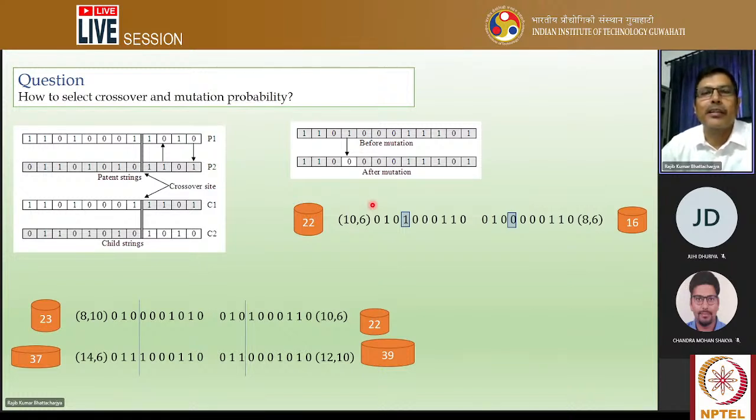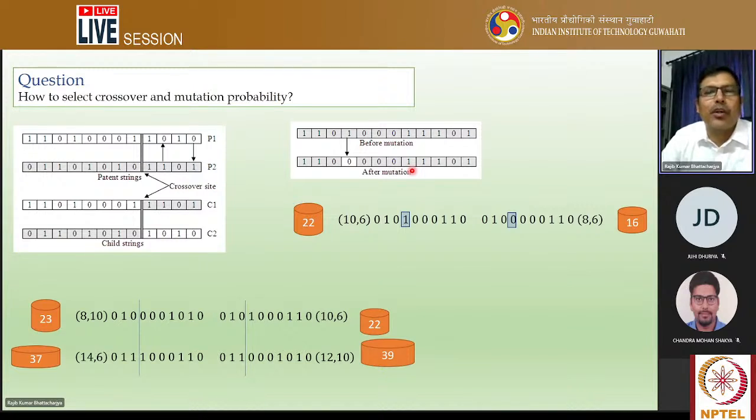In general, the thumb rule is this: suppose you calculate the number of bits, that is, the string length is L. Then the mutation probability should be 1 by L. The idea is that in a particular string, you will be mutating only one solution. I hope this is clear.